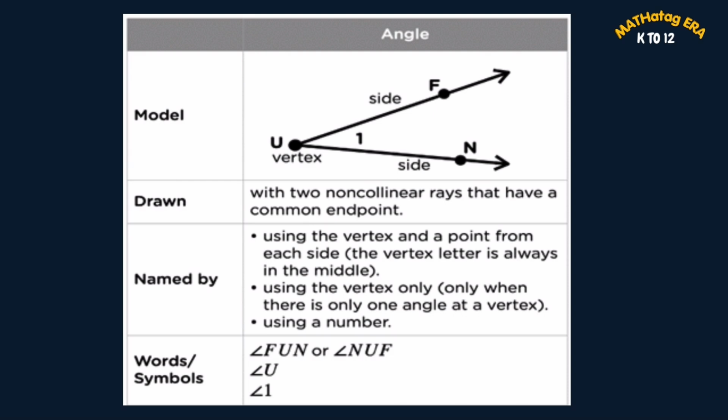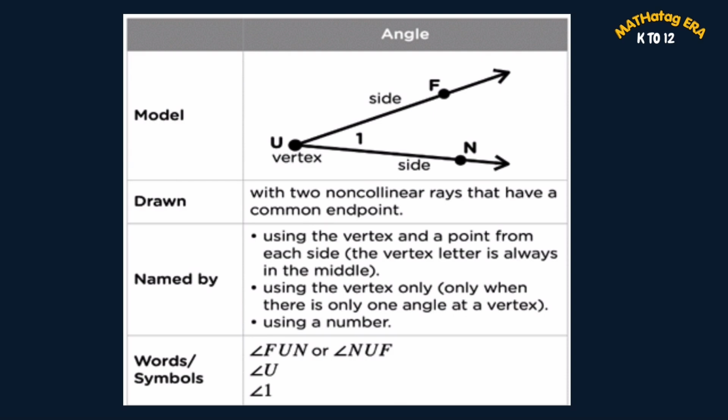Yung dalawang ray are ray UF and ray UN. Yung dalawang ray na yon starts at point U. Since U is the common endpoint, U is what we call the vertex. The rays UF and UN are the sides of the angle. So therefore, ang vertex ay U and the sides are ray UF and ray UN.